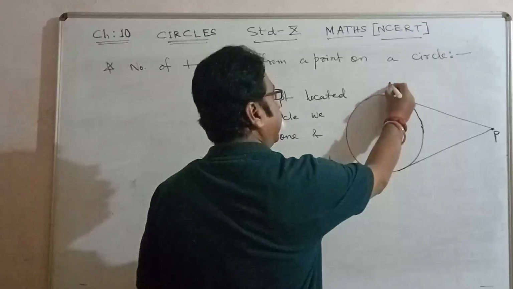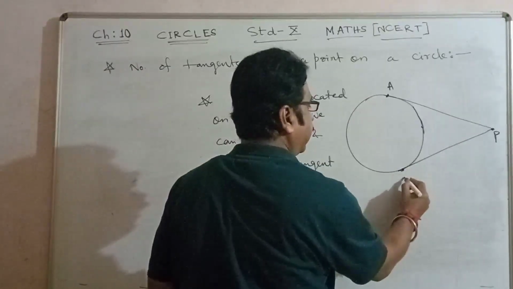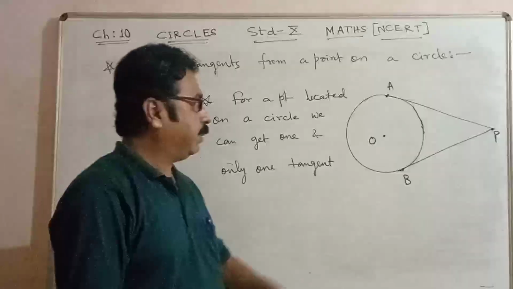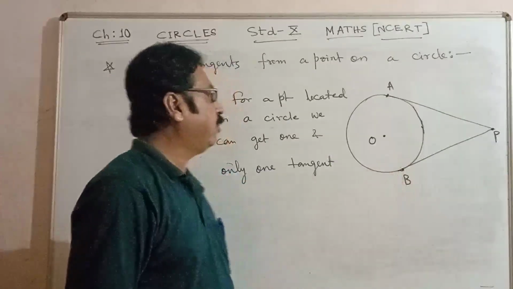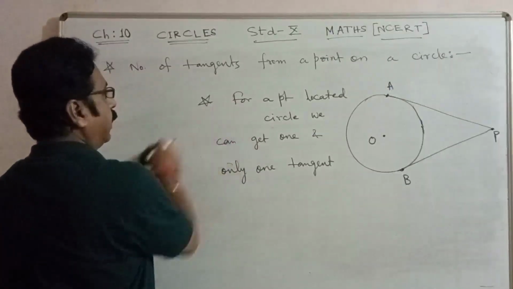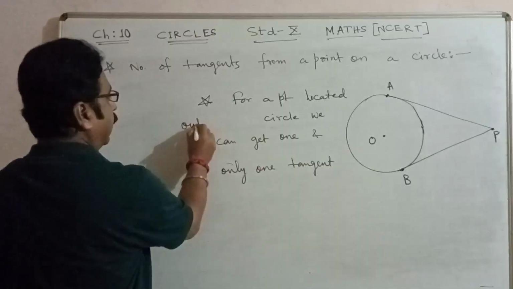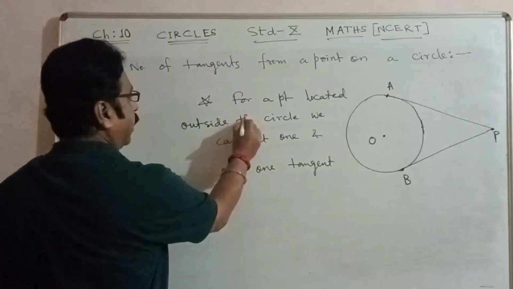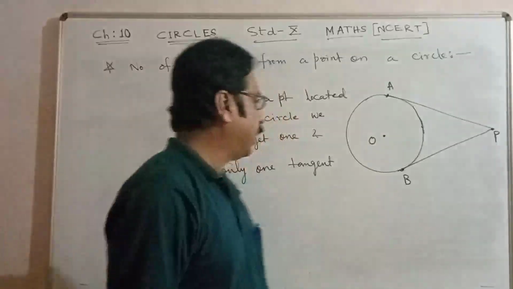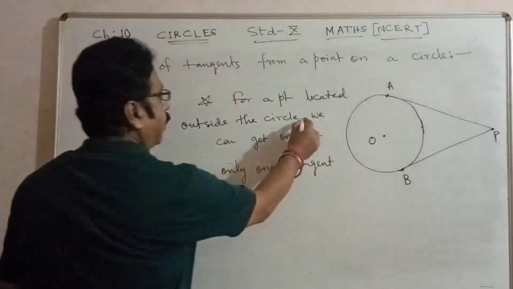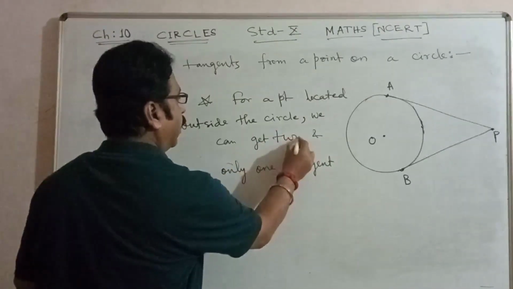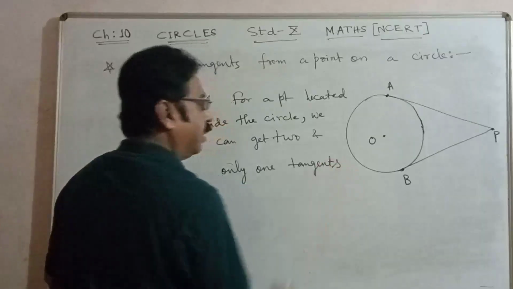Suppose this is the point of contact A, this is the point of contact B, center of the circle. We can get two and only two tangents for a point located outside the circle. This point P is located outside the circle. We can get two and only two tangents.